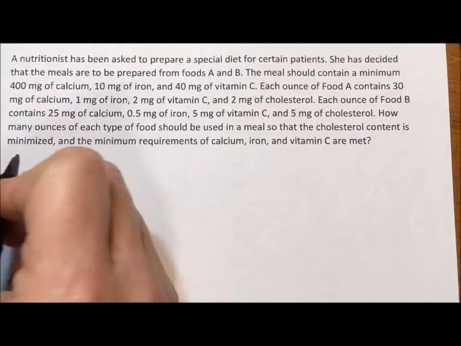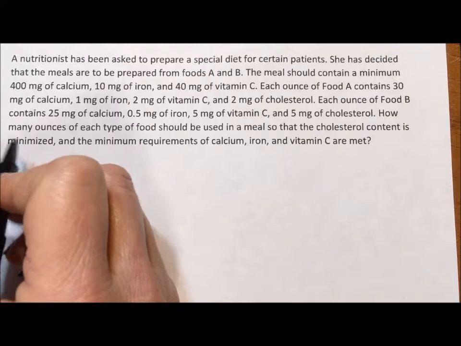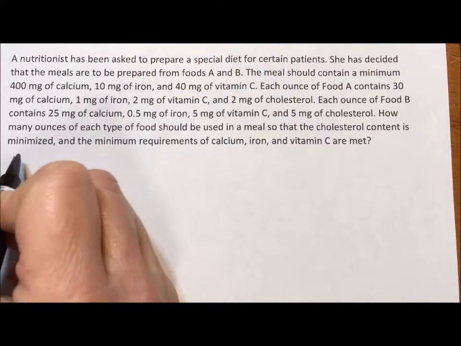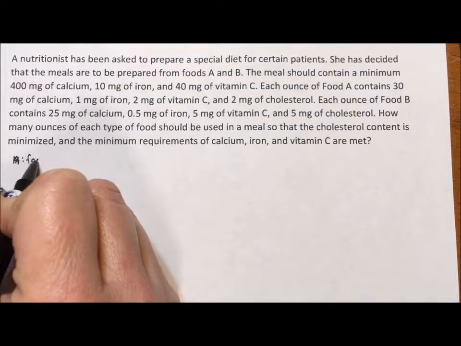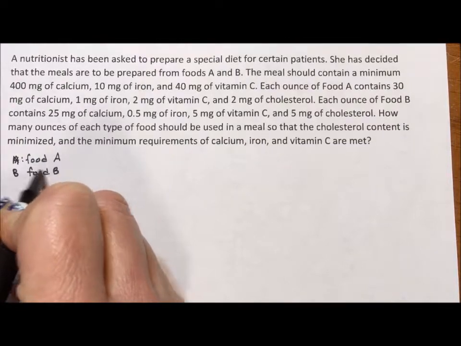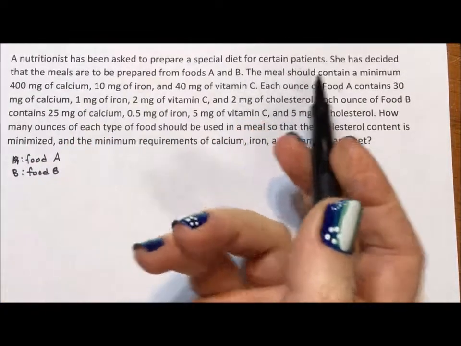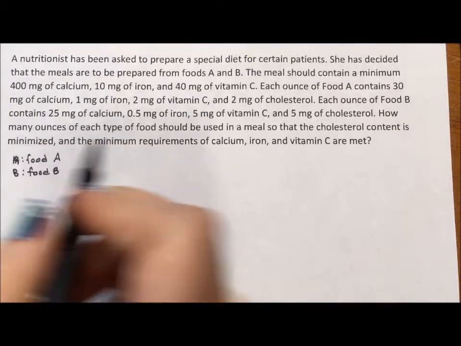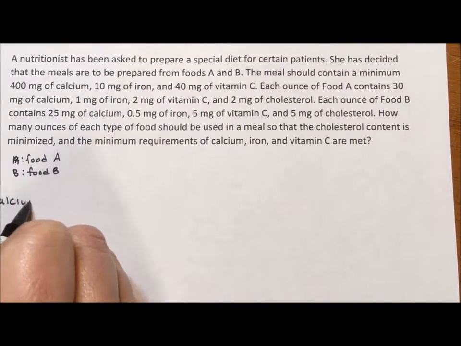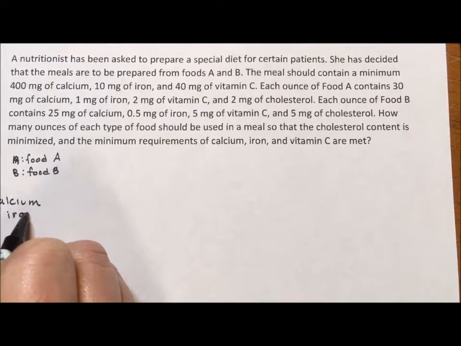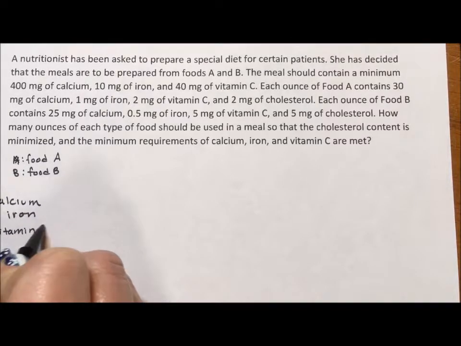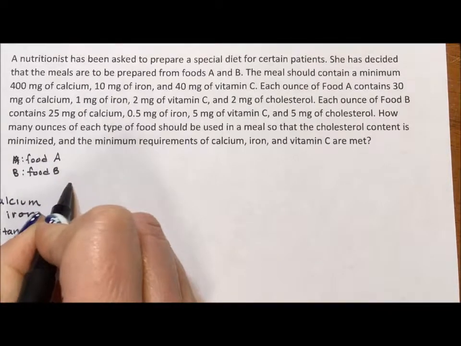Okay, so let's see what we have. We'll just do A and B. A is food A, and B is food B. Okay, so the food has things we want. We want a minimum of calcium. We want a minimum of iron. We want a minimum of vitamin C.